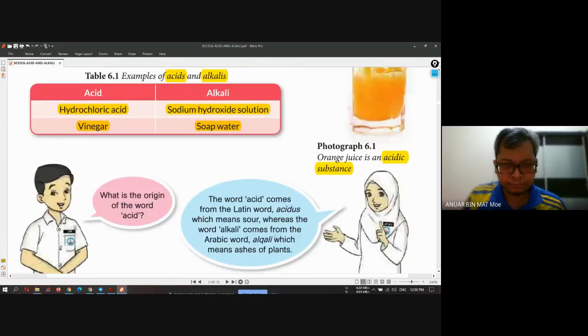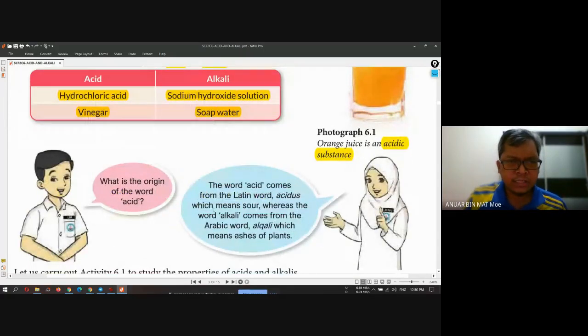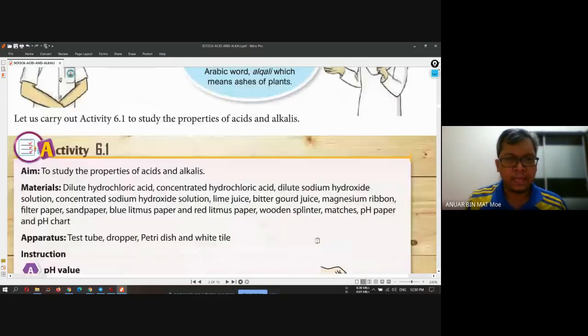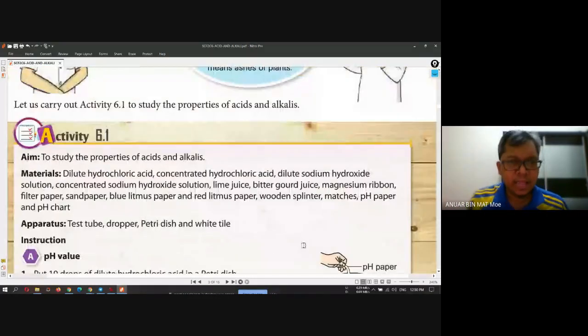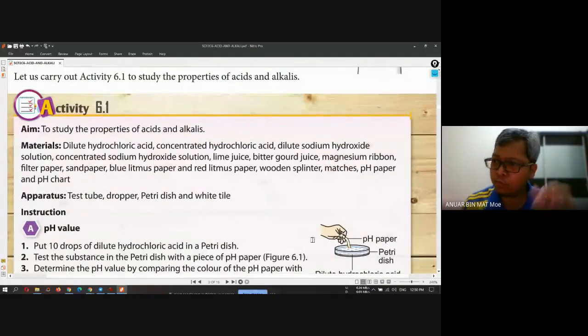Okay, next one. The origin of the word acid, I think you can read it for yourself. It is just an introduction, where the word acid originated. Okay, next one is actually an experiment, an activity, but never mind, maybe when we have time after you all come back to school, we will try to continue this activity.